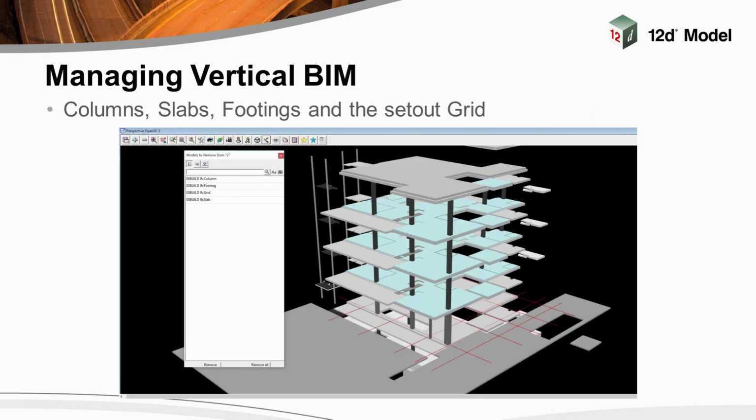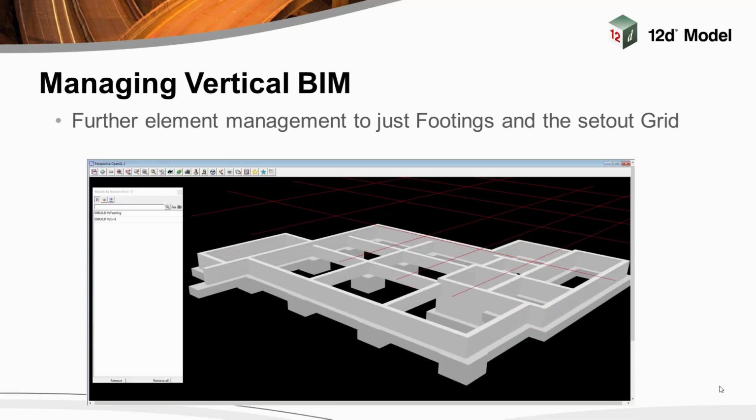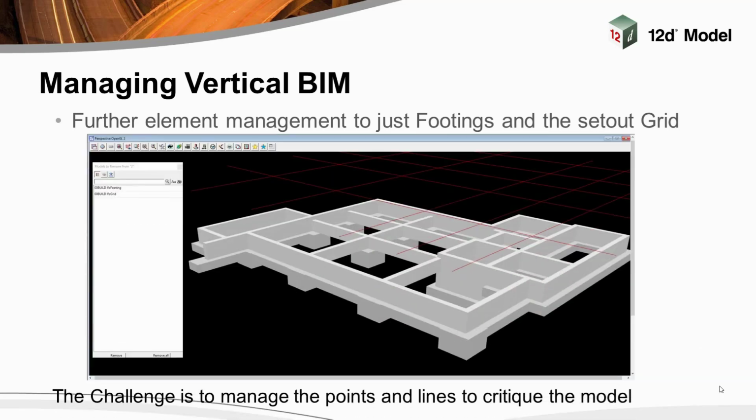Here we've got some columns, slabs, footings, and the grid has been shown on the screen. I've just got those points in there, and that allows us to actually start pulling items apart in that fashion. As we go forward, I just want to manage the footings, and we can see from these footings that one of the issues with solid modeling is that it's solid.